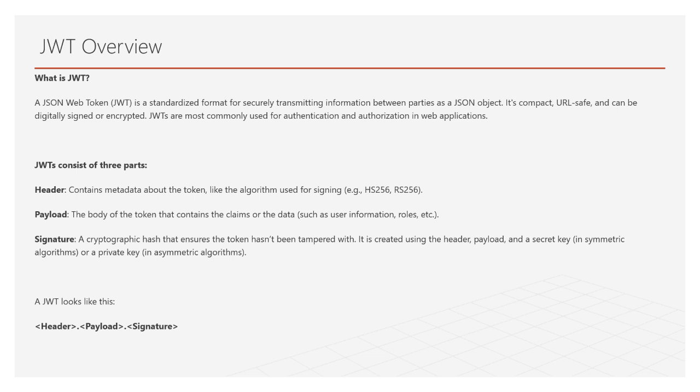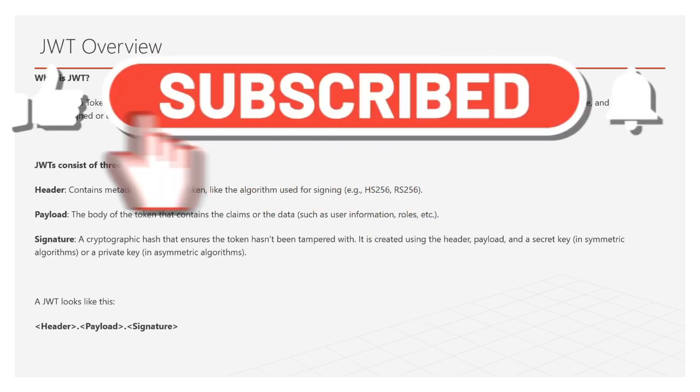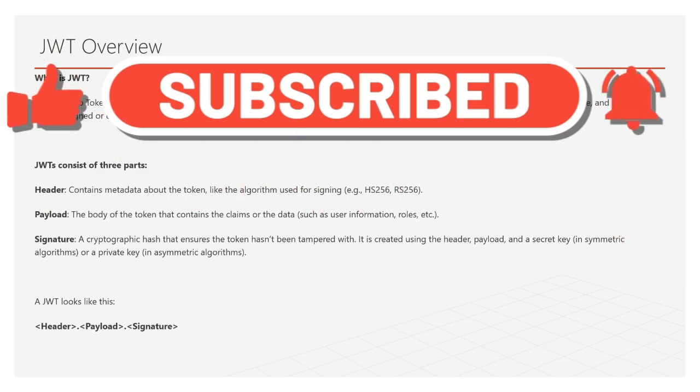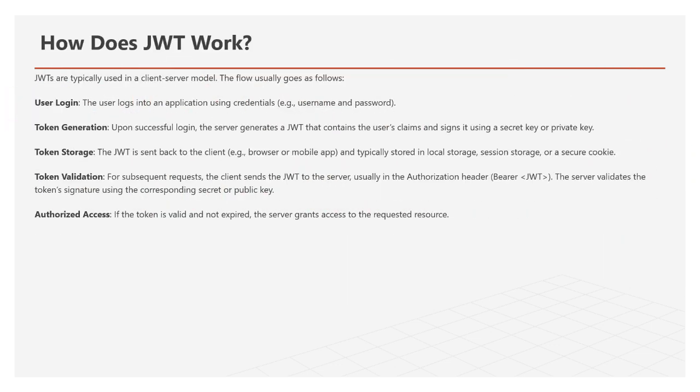So the basic structure, as I mentioned, is that there is a dot between each of the three sections. The header, then the dot, then the payload, then the dot, and then the signature. So that's how it will look, and we'll definitely go to one of these websites, and I will show you how exactly it is structured.